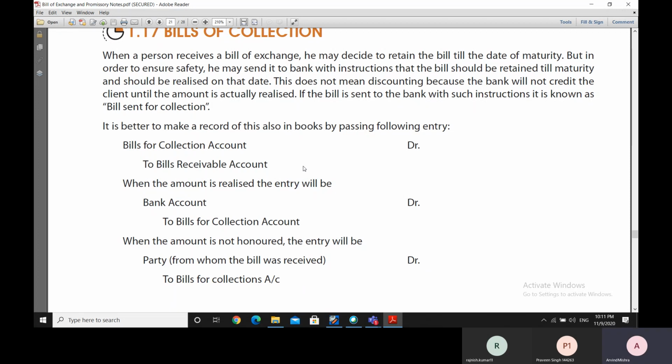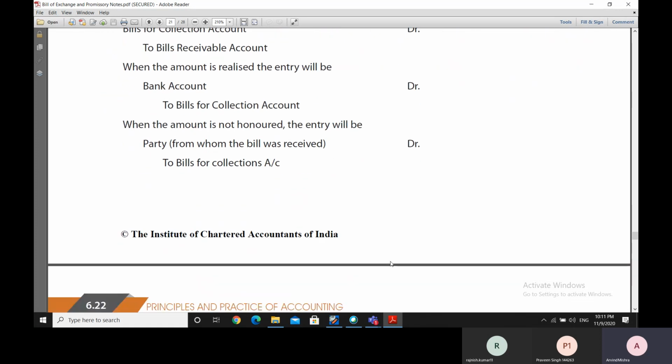And when the amount is realized by the bank, the bank account will be debited and the bills for collection account will get credited to that extent. And if the amount is not honored, then we will debit the party who had given us the bill and will credit the bills for collection account, because we had debited the bills for collection account earlier. So a fresh debit is raised in the account of the party.